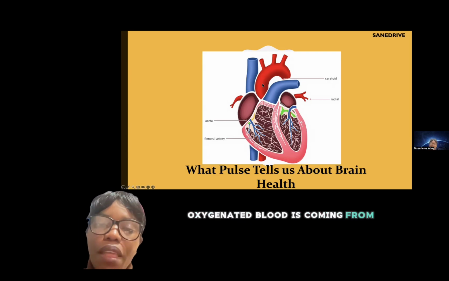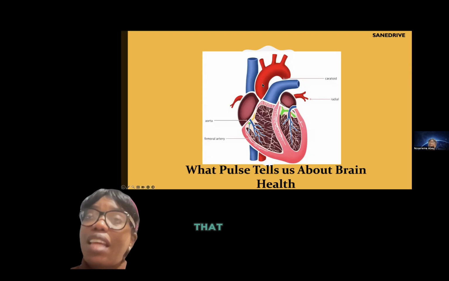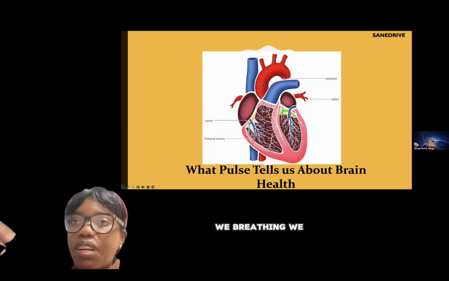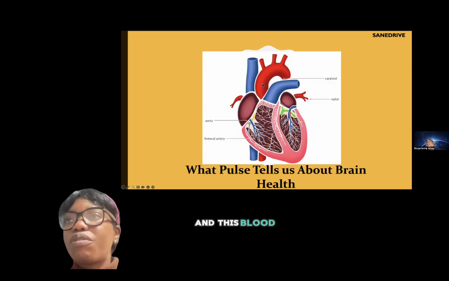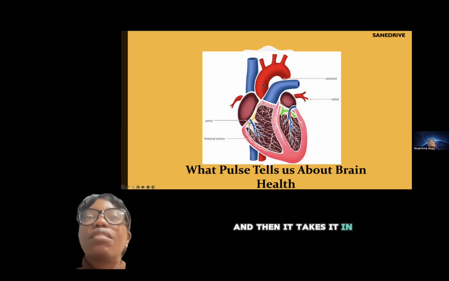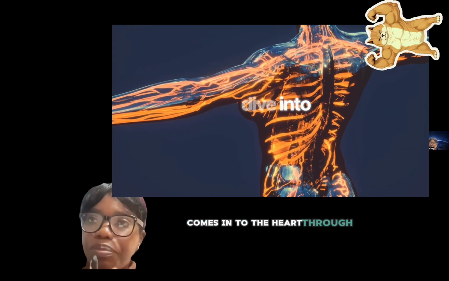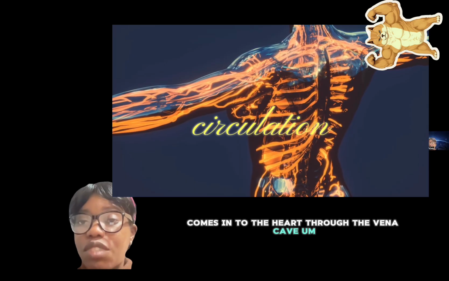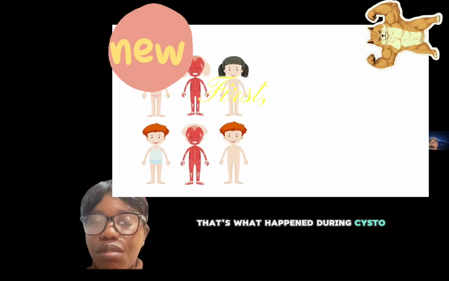Oxygenated blood is coming from the lungs through the pulmonary vein. The pulmonary vein takes oxygen from the lungs that has been oxygenated. We breathe in, we breathe out. So when we take in oxygen from the lungs, we get the blood oxygenated, and this blood returns to the heart through the pulmonary vein, and then it takes it in. While the blood from the remaining parts of the cells comes into the heart through the vena cavae, deoxygenated, and so it's coming to the heart to refill. That's what happens during diastole, when we have expansion.